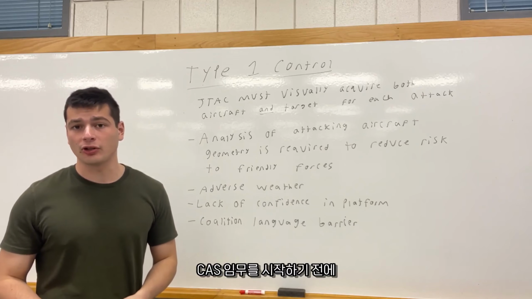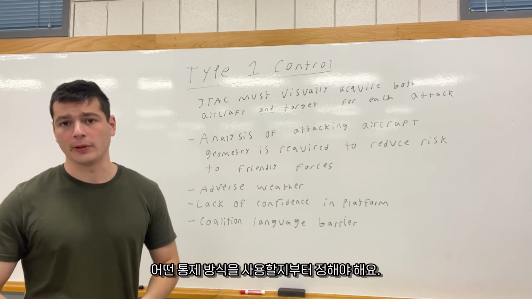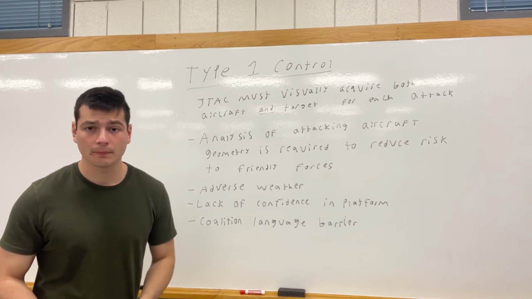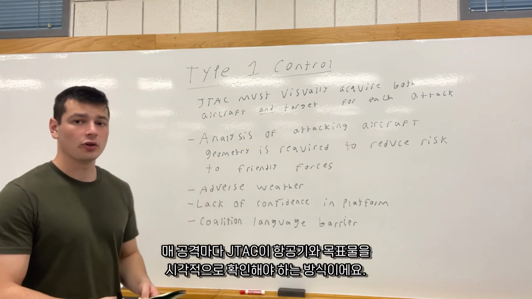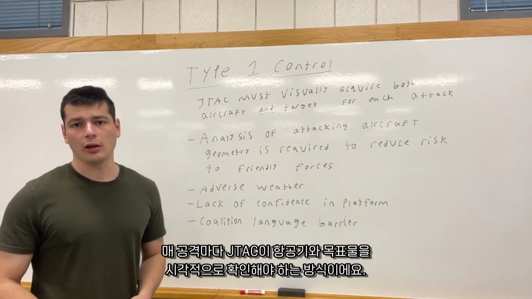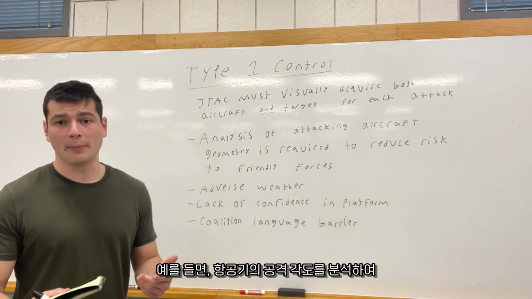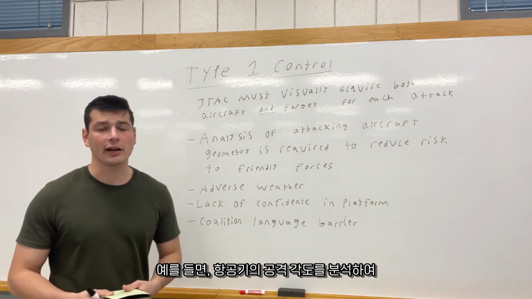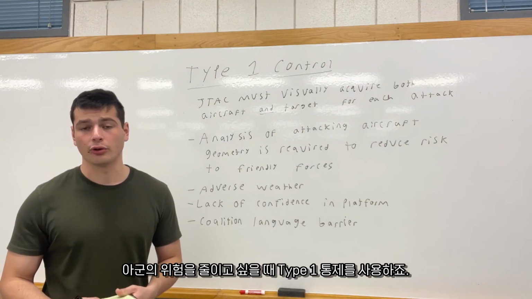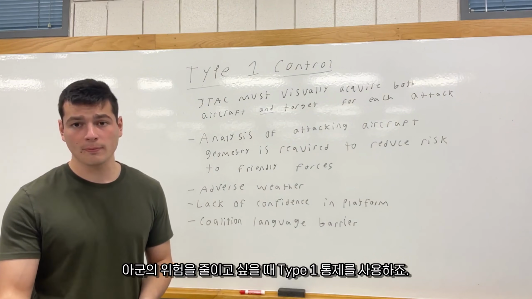The JTAC may require other readback items. Before we start our CAS mission, we have to decide what type of control we're going to be using for it. There are 3 types. Type 1 control is where the JTAC must visually acquire both the aircraft and the target for each attack. Some examples where it needs to be used is when the JTAC needs to analyze the attacking aircraft's geometry in order to reduce the risk to friendly forces.